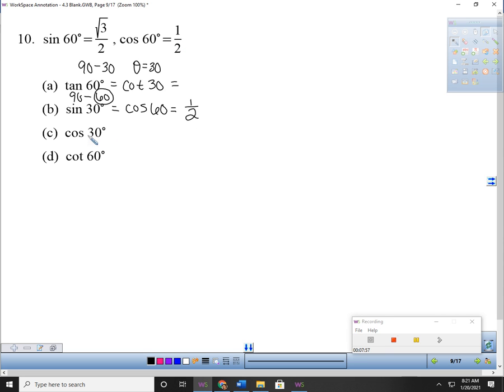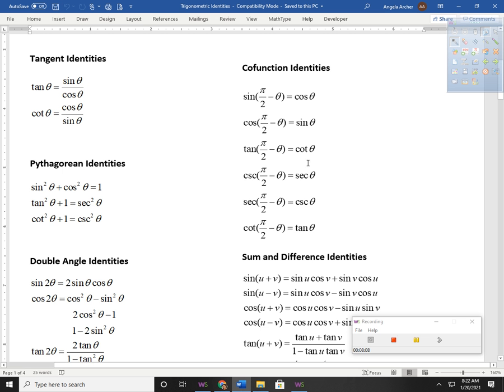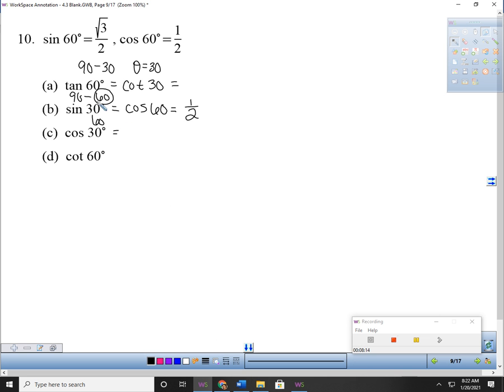So this one, the angle would have been what? The angle you subtracted from 90 would have been 60 again, right? And if you look at those cofunction identities, you're doing cosine, and it's equal to sine of that angle that you were subtracting from 90. So sine of 60, and they told you that sine of 60 is square root of 3 over 2. Sine, not cosine.